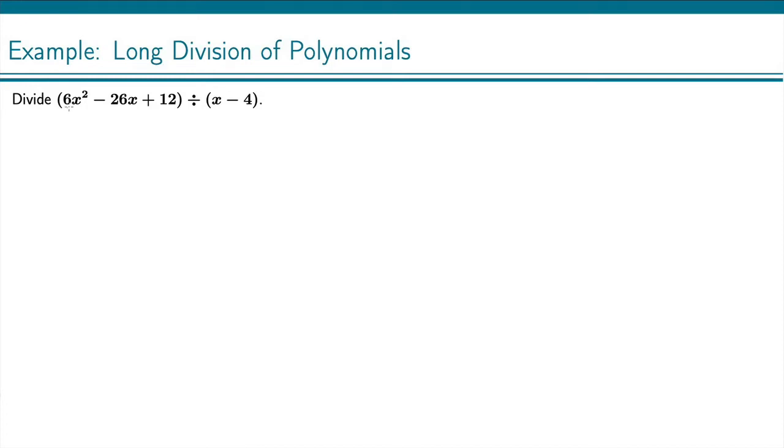Divide the polynomial 6x squared minus 26x plus 12 by x minus 4. To divide polynomials, we are going to do long division. And long division looks the same way that it does with just regular big numbers, and the process is very similar. We set up our division here.